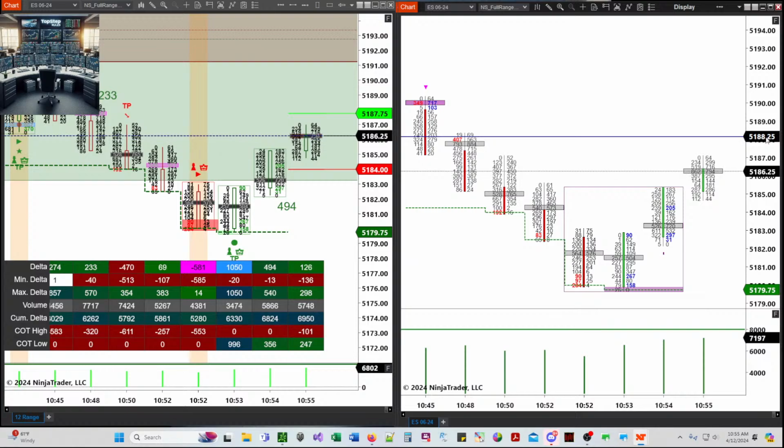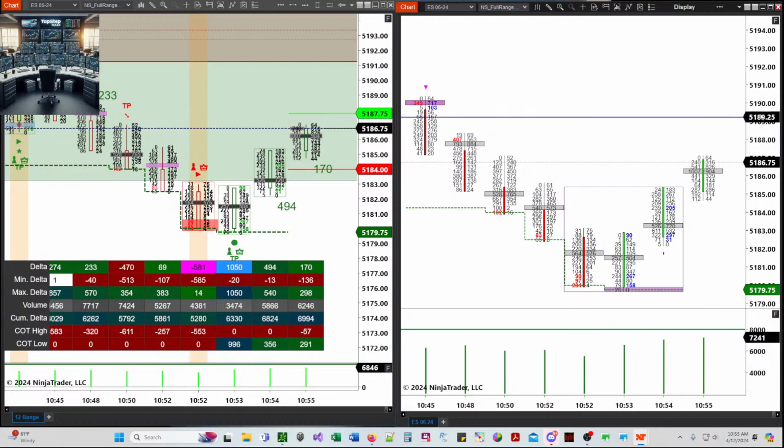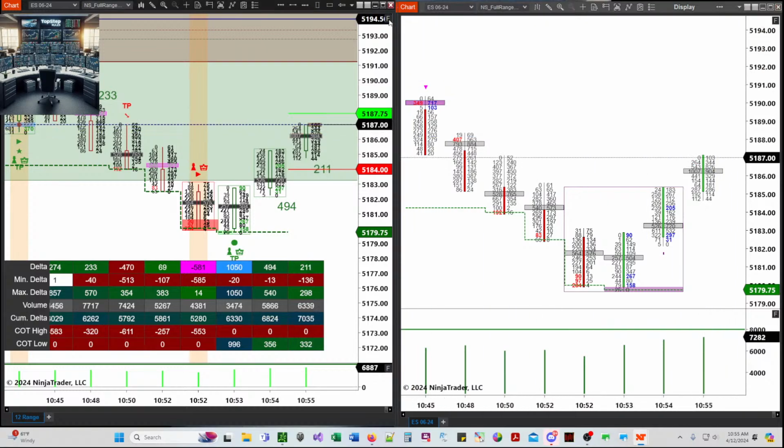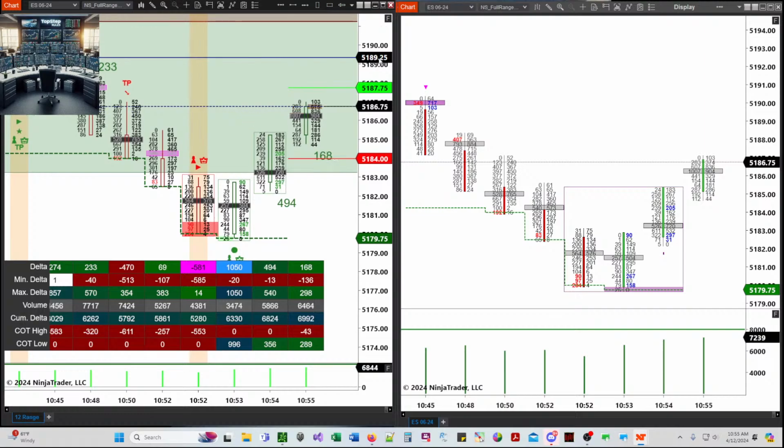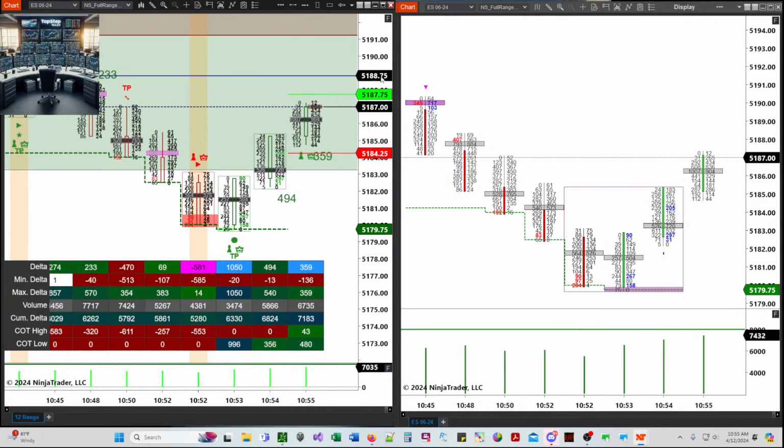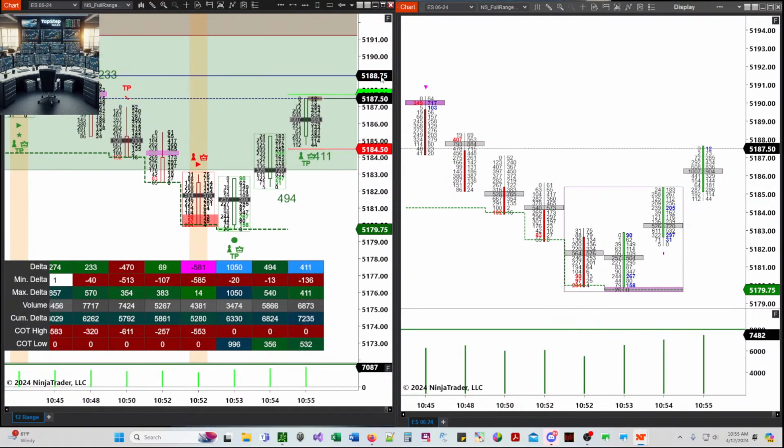Down 368 on the cash, minus 264 on the NASDAQ. Dow is down 370. Definitely got buyers stepping in or short covering.